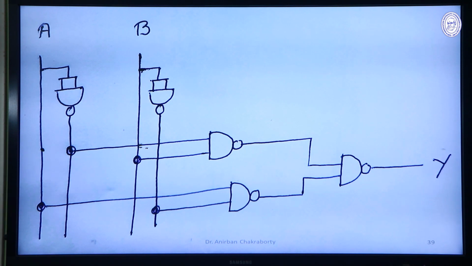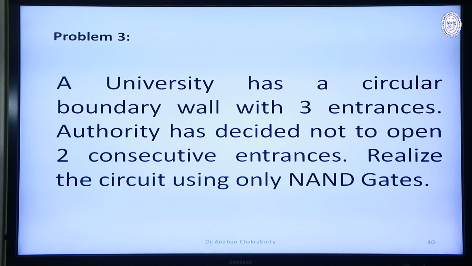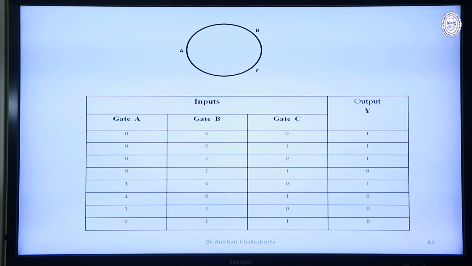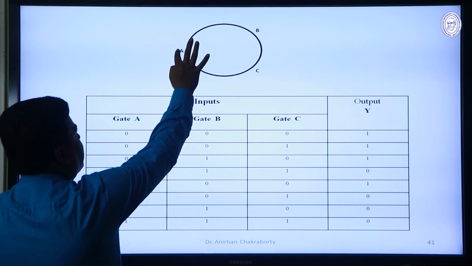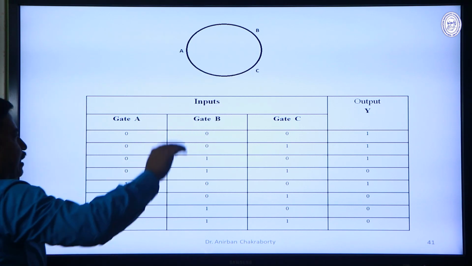The final example is this. A university has a circular boundary wall with 3 entrances. The authority has decided not to open 2 consecutive entrances, and we have to realize it using only NAND gates. So here is the nature of the university boundary wall. It is circular and there are 3 entrances, A, B and C.